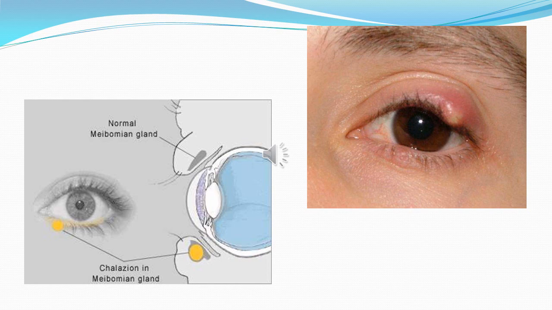When there is involvement of the Zeis glands and the Moll's glands, the lesions are mainly towards the skin side. If it is the Zeis gland, it is away from the lid margin, close to the hair follicle. If it is the Moll's gland, the lesion will be present on the lid margin.